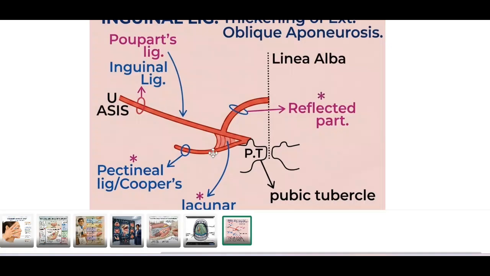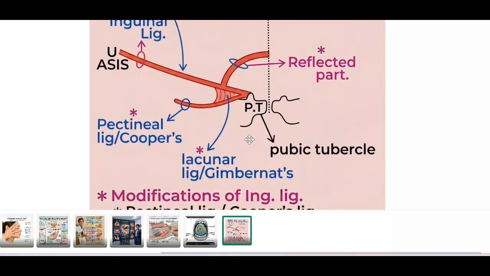Okay, now the inguinal ligament, when it comes medially up to the pubic tubercle, is going to fold back and curve, and this curved part of the inguinal ligament is now called the lacunar ligament. The lacunar ligament is also called Gimbernat's ligament. So the lacunar ligament is the modification of the inguinal ligament. The inguinal ligament curves backward and laterally, and this curved part is called the lacunar ligament.